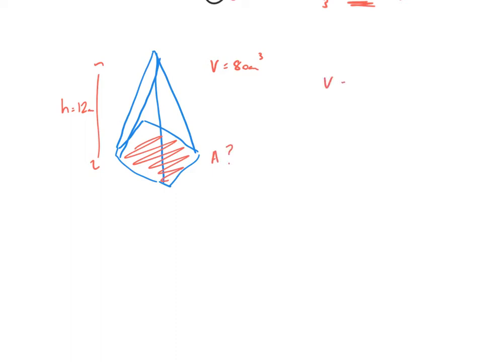Okay, so volume of the pyramid is 1/3 AH. I know that that's equal to 80. I also know that the height is 12, so 1/3 times A times 12 equals 80. A third of 12 is 4, so now 4A equals 80, and A equals 80 over 4. 80 divided by 4 is 20 square centimetres.